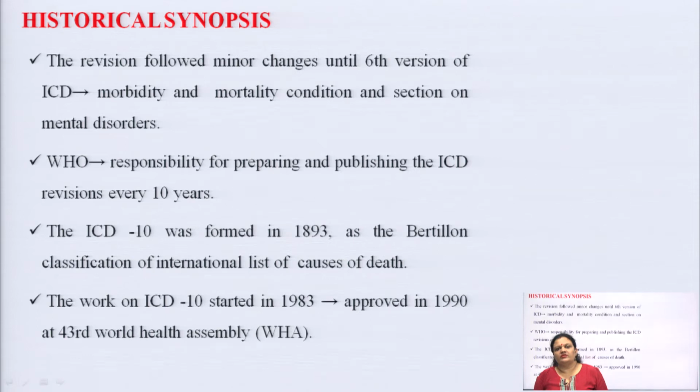So, nowadays we are focusing on ICD 10, and ICD 10 stems from 1893, when the Bertillon classification of the international list of causes of death came out. The work on ICD 10 started in 1983, but its approval by WHO was given in 1990 at the 43rd WHA, that is, the World Health Assembly. Okay. So, this is a little bit of the historical background or synopsis for the generation of ICD, from ICD 1 to 6, then the 10 and 11 versions.